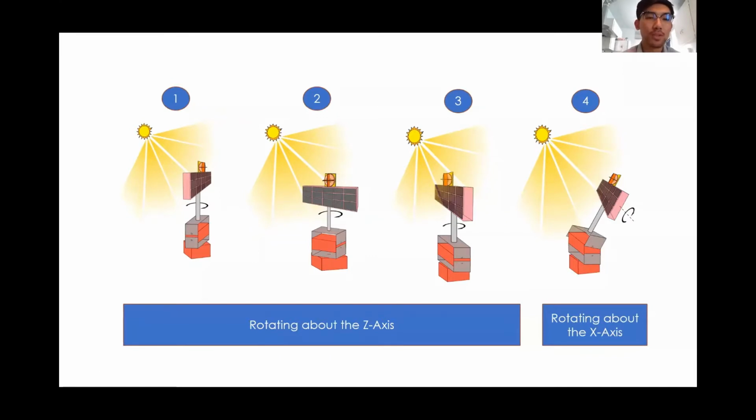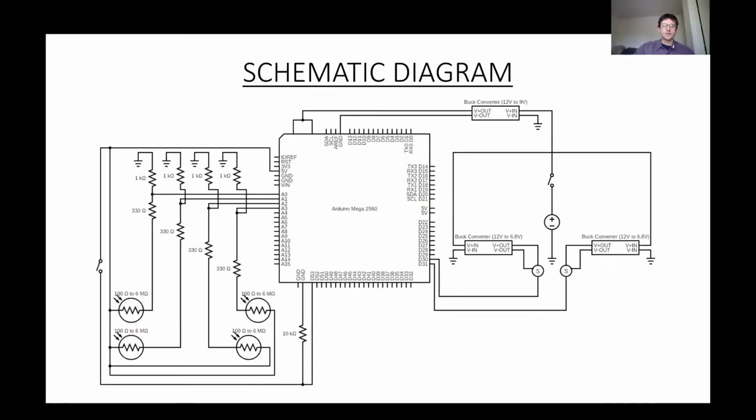This is a picture of our functionality diagram. It's from step 1 to 3. It's basically demonstrating the rotation on the z-axis with our bottom servo right here, slowly realigning towards the sun. And when that plane is equalized, we will go to the second case right here, which is rotating on the x-axis.